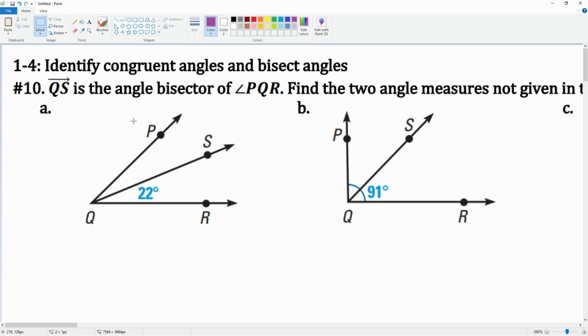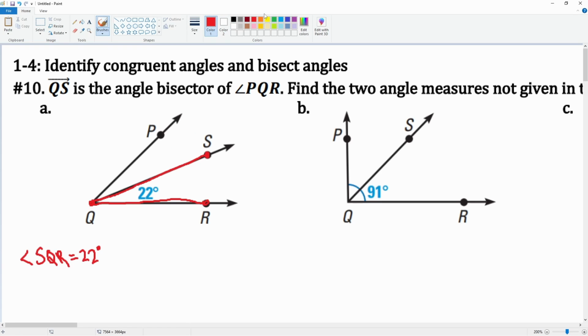Ray QS is the bisector, so it creates two equal pieces. What we have here so far in the image is angle SQR. So let's write that angle SQR is equal to 22 degrees.